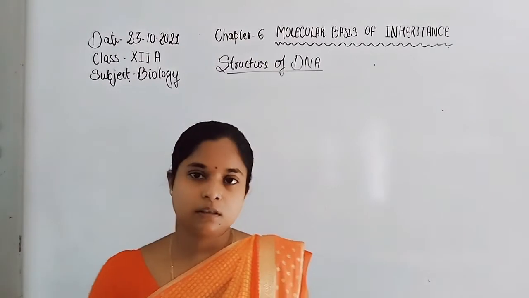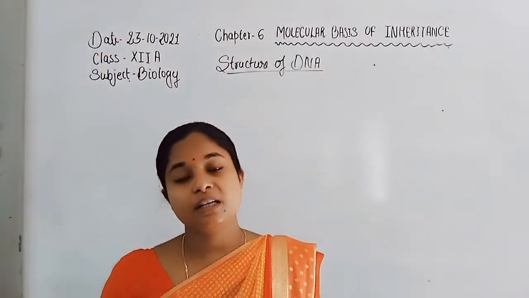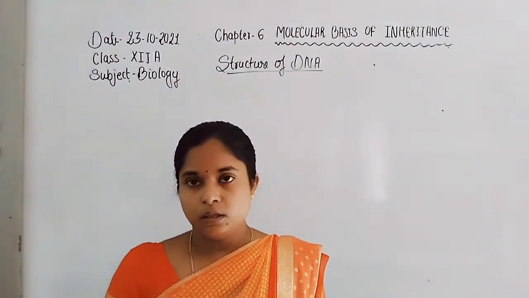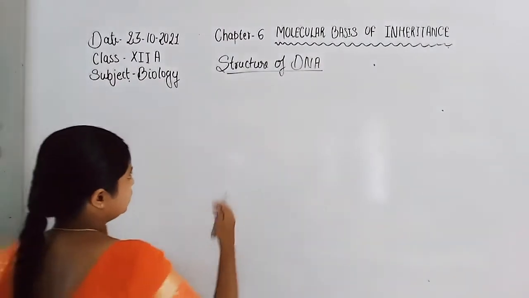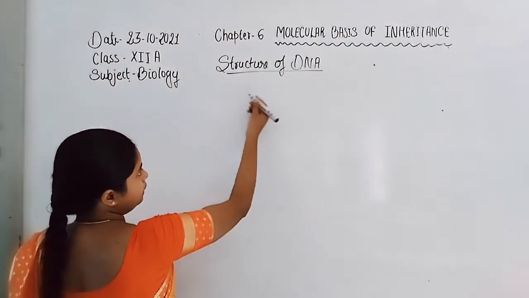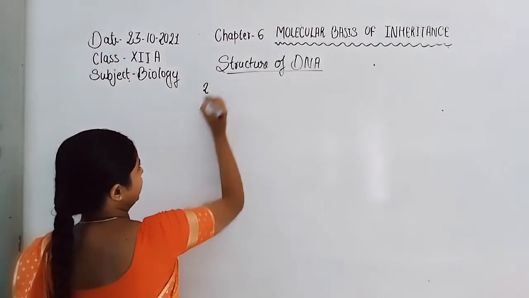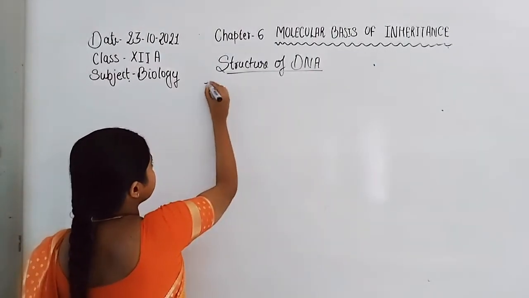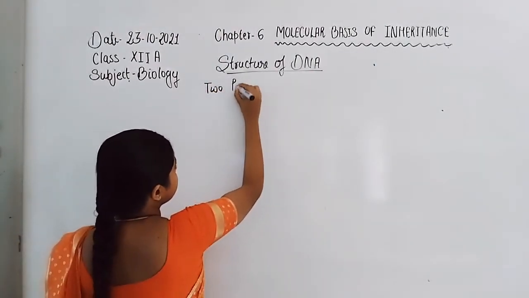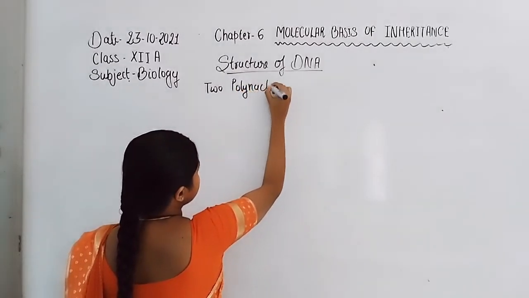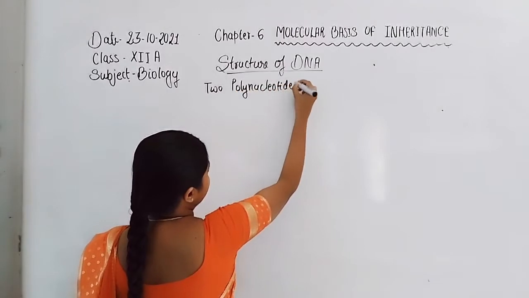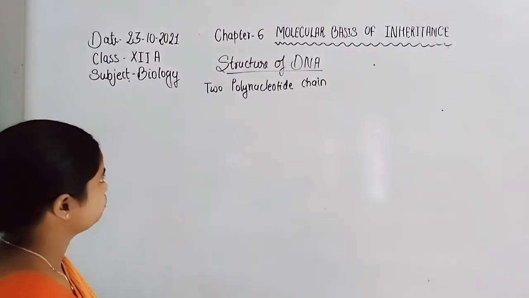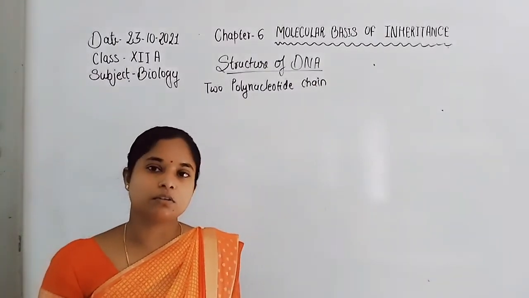According to Watson and Crick, the structure of DNA was given based on the X-ray diffraction data given by Rosalind Franklin. DNA is formed by two polynucleotide chains.